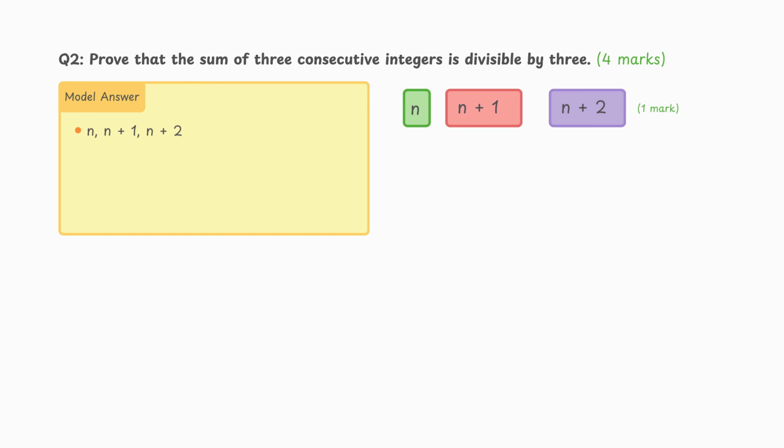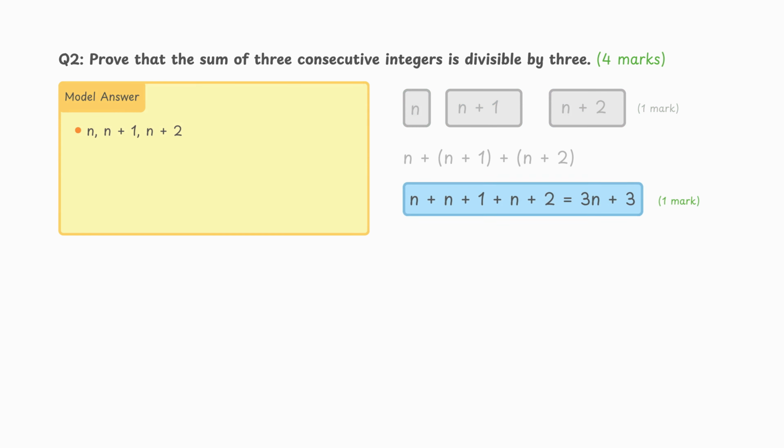Now step 2, form the sum. We add the 3 expressions together. So we write n plus (n plus 1) plus (n plus 2). Now simplify. n plus 1 plus n plus 2 gives 3n plus 3. So the sum becomes 3n plus 3. This earns 1 mark.